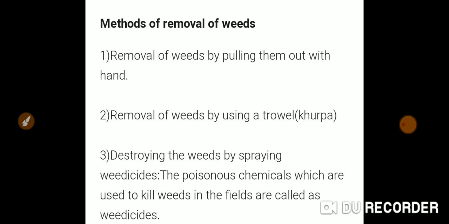Other than that, the farmers have also started using chemicals which we call weedicides. These weedicides are quite poisonous chemicals which destroy the weeds. So nowadays they use weedicides.